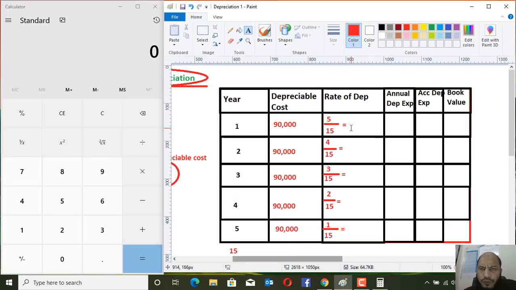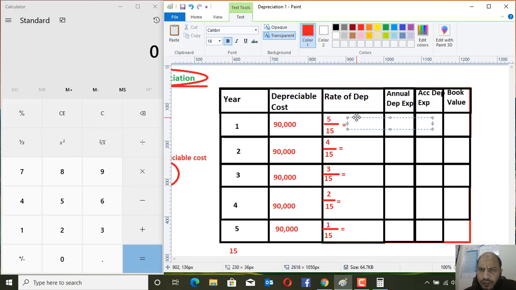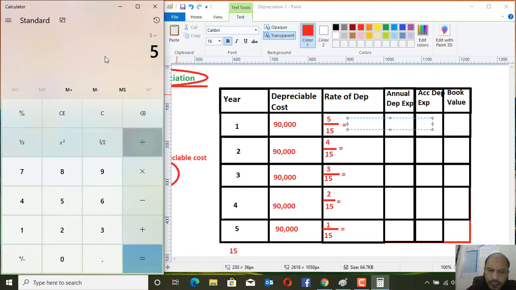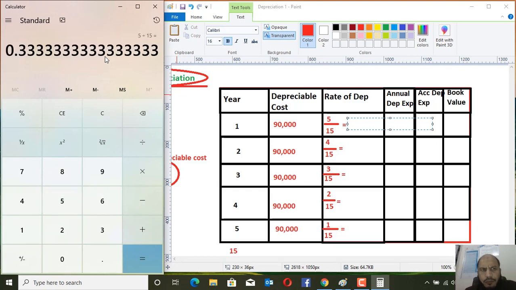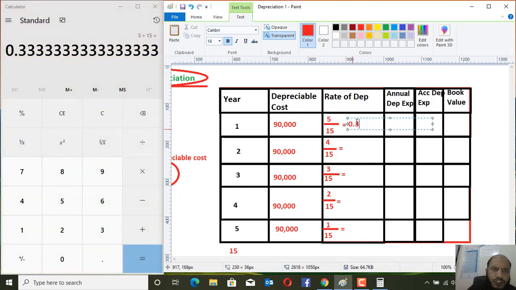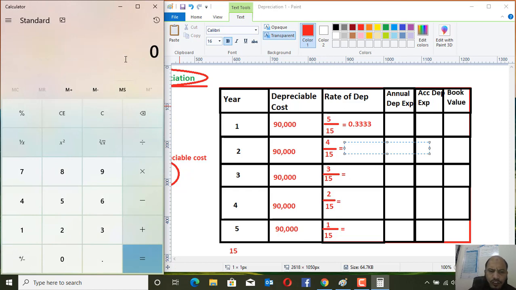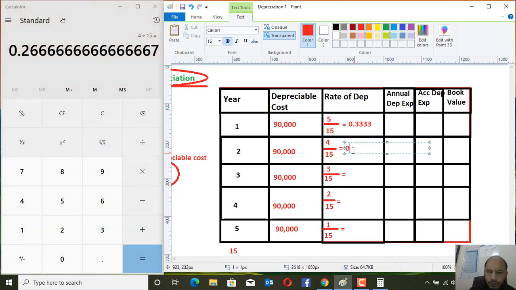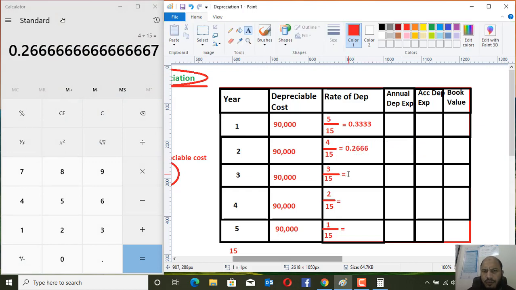Okay dear students, now let's use the calculator to find the end result of 5 divided by 15. When we divide 5 by 15, the result is 0.3333. In the same way, we have 4 by 15. So divide 4 upon 15. How much is it equal to? It is equal to 0.2666.